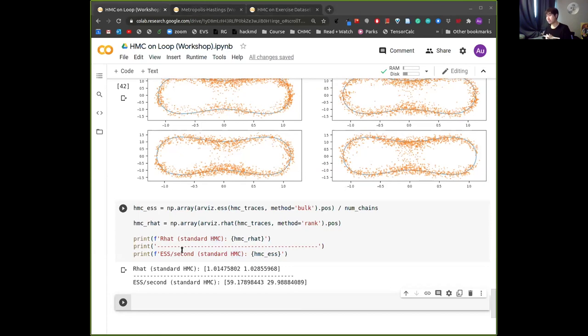But you're right that multiple chains should have multiple ESS, right? So each chain, you should be able to distill it down to its equivalence of independent samples. But in this case, we are combining all the chains together, because after all, we are sampling from the same distribution. There's no reason to use them separately. We should just pool them together. That's why we have one number, yeah.